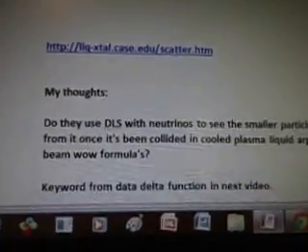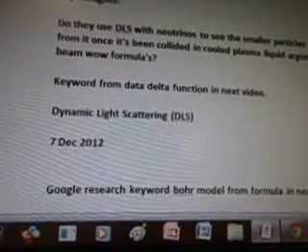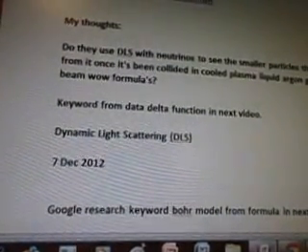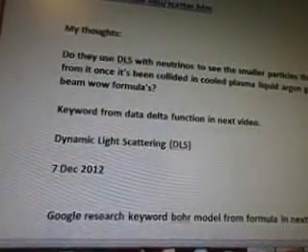As particles transitionally diffuse, the scattering light intensity fluctuates, and that's from liq.xtal.case.edu. My thoughts: do they use DLS with neutrinos to see the smaller particles that split from it once it's been collided and cooled with plasma liquid argon gas laser beam wow formulas?